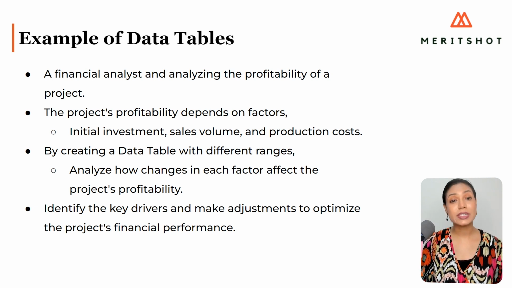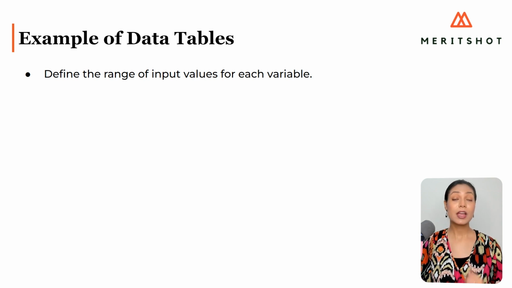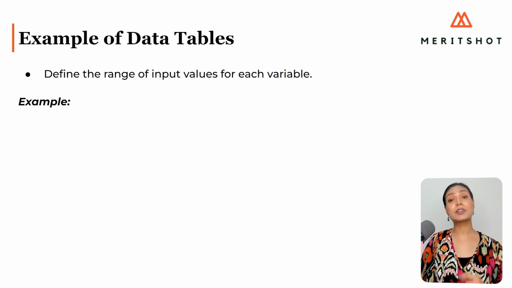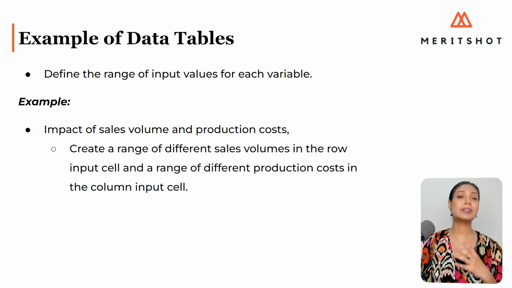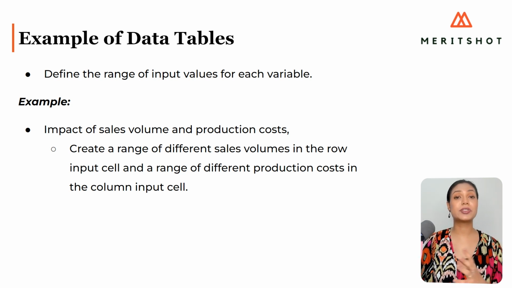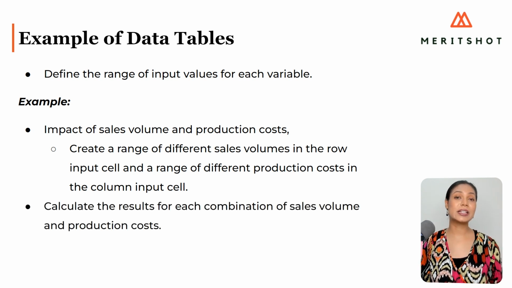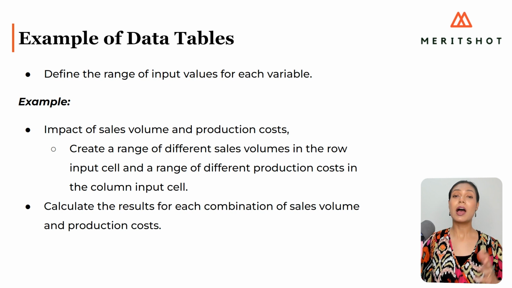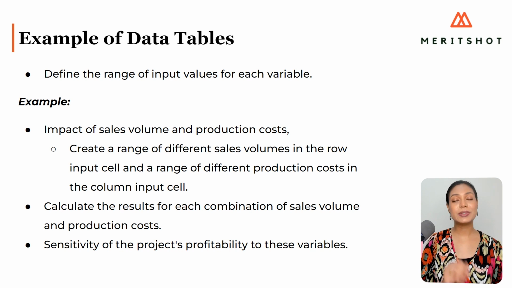To perform sensitivity analysis using data tables, you need to define the range of input values for each variable. For example, if you are analyzing the impact of sales volume and production costs, you would create a range of different sales volumes in the row input cell and a range of different production costs in the column input cell. Excel will automatically calculate the results for each combination of sales volume and production costs, allowing you to analyze the sensitivity of the project's profitability to these variables.